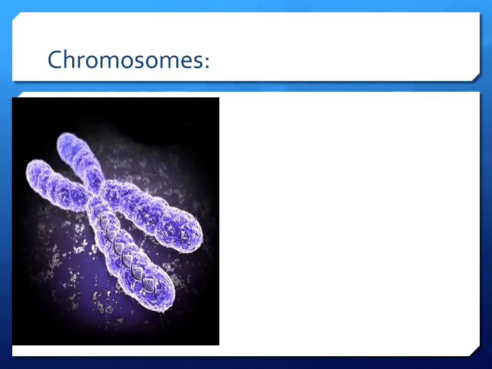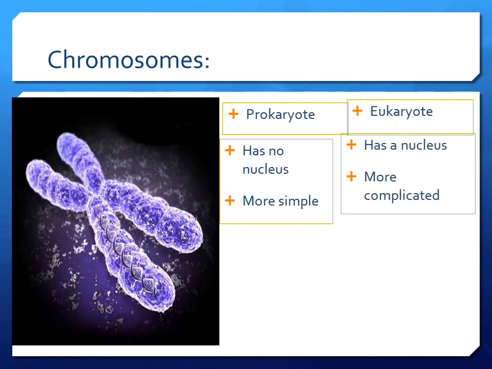All right, what you're looking at in front of you is a picture of a eukaryotic chromosome. Again, prokaryotes and eukaryotes we discussed a couple times so far this year. The major difference between prokaryotic and eukaryotic cells is that prokaryotic cells do not have a nucleus, and eukaryotic cells do. Each eukaryotic cell has its own nucleus.